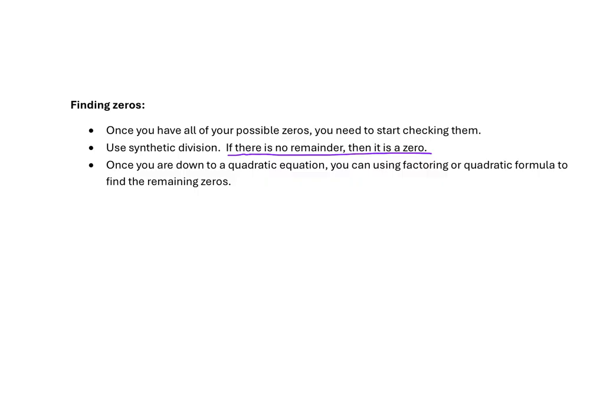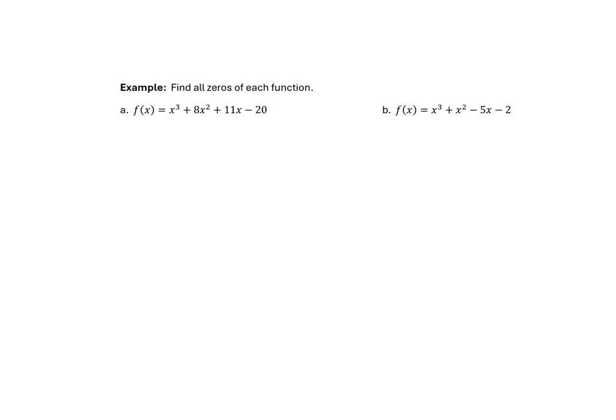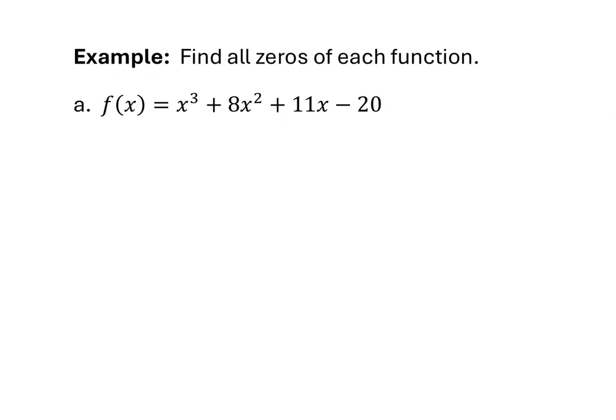All right, so let's look at a few examples of this. Example A: find all zeros for the function f of x equals x cubed plus 8x squared plus 11x minus 20. The first thing we want is our possible rational zeros. We want our factors of 20 divided by our factors of 1.